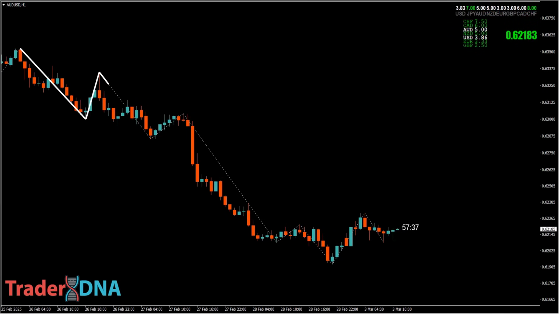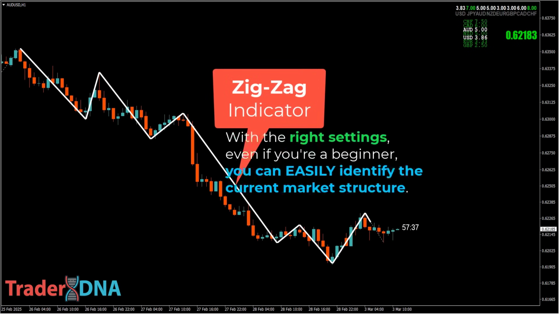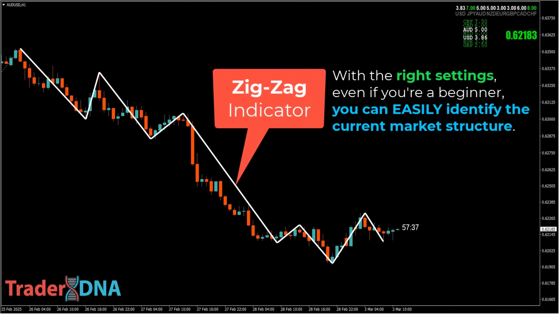Let's talk about the market structure indicator. In this strategy, we're using the zigzag indicator, and let me tell you, with the right settings, even if you're a beginner, you can easily identify the current market structure. And this is huge because market structure plays a critical role in achieving high accuracy entry signals.